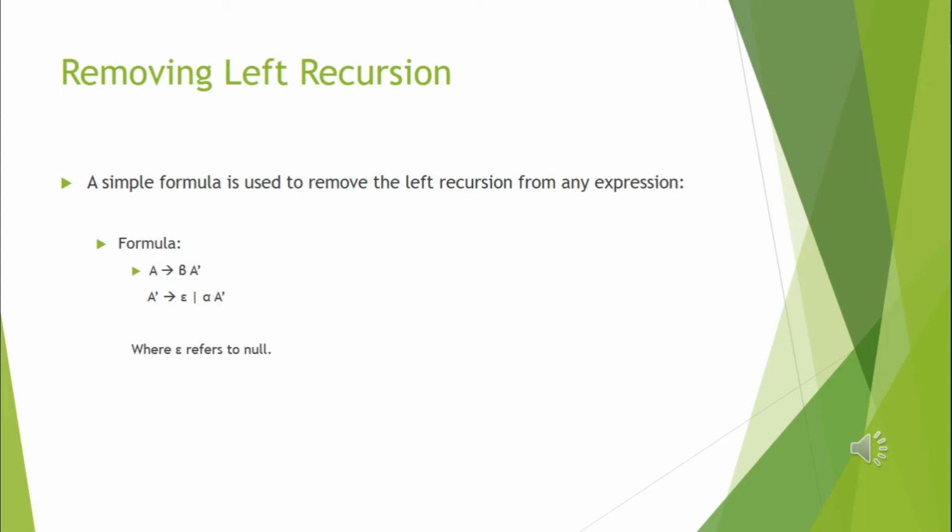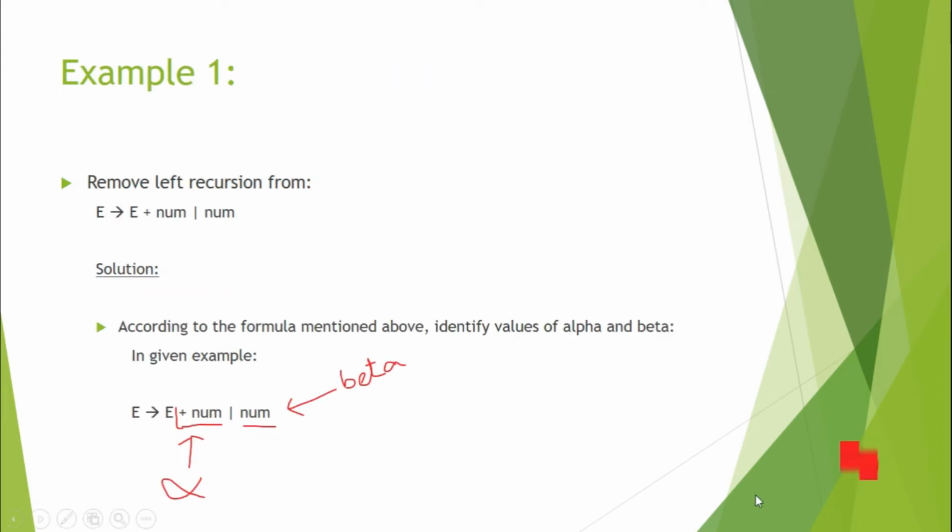So to start with our example number one, we have to remove the left recursion from E goes to E plus num or num simply. The solution: as we have mentioned the formula in the previous slide, we firstly have to locate what is alpha and beta in the given expression.